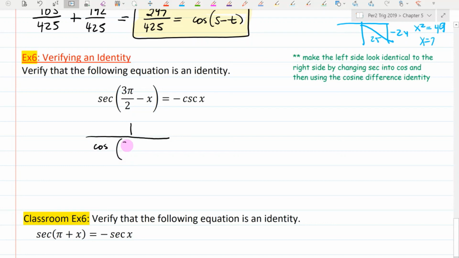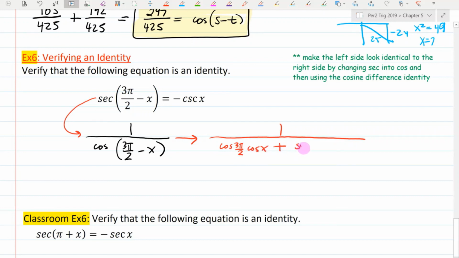So cosine of 3 pi over 2 minus x. So this is 1 over that. So I'm only going to work with this side for right now. I'm going to use arrows instead of using equal signs so that you know that I'm still working with that side. So that's a 1 at the bottom. That's going to be cosine of 3 pi over 2 cosine of x plus sine of 3 pi over 2 sine of x.